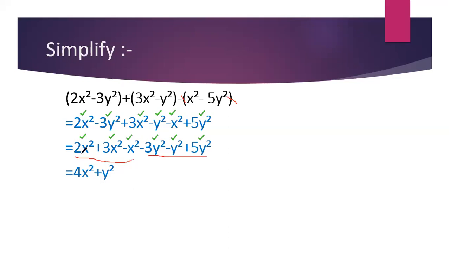Okay? Just add with me. 2 plus 3, 5. Okay? 5 minus 1, 4x squared. Now, what about this? Now, here you can see that 5 plus 5 minus 1. 5 minus 1, 4. And 4 minus 3 is 1. So we get plus y square.